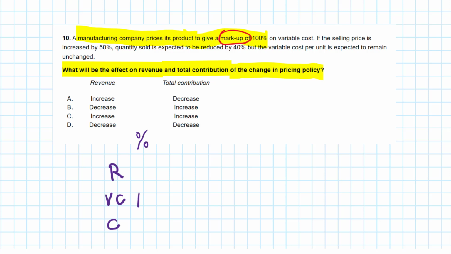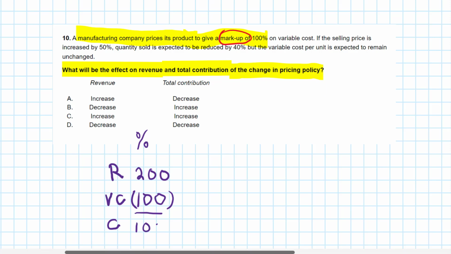So we start with a 100 at the variable cost, and marking up of 100% would be doubling it. So now, in relative terms, the contribution is also a 100 there. Contribution and variable cost are equal.